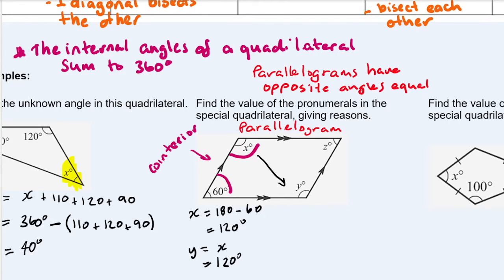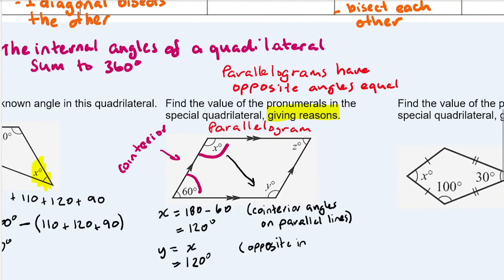And one of the things we should always do is give some reasons, particularly when it's been asked for in the question. So here, these guys are co-interior angles on parallel lines. And then here we have opposite angles in a parallelogram.